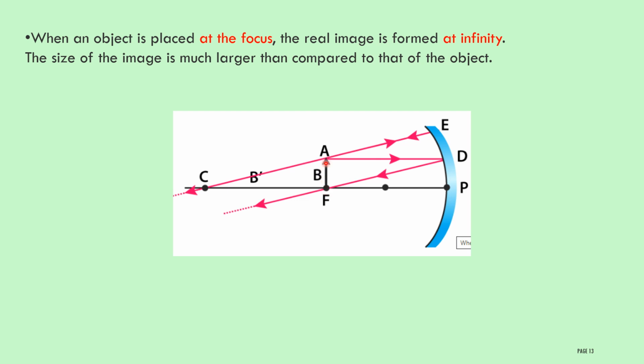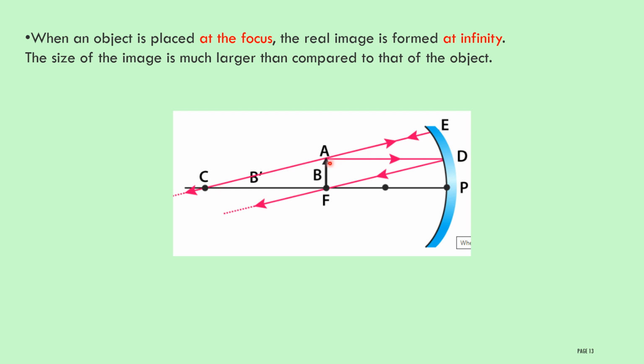A, B is the position of an object. If you keep the object exactly at the focus point, here also we will consider two rays. The first ray passes through the center of curvature. If any ray passes through the center of curvature, after hitting the reflecting surface, it will bounce back in the same path. Therefore, it will get reflected in the same path.